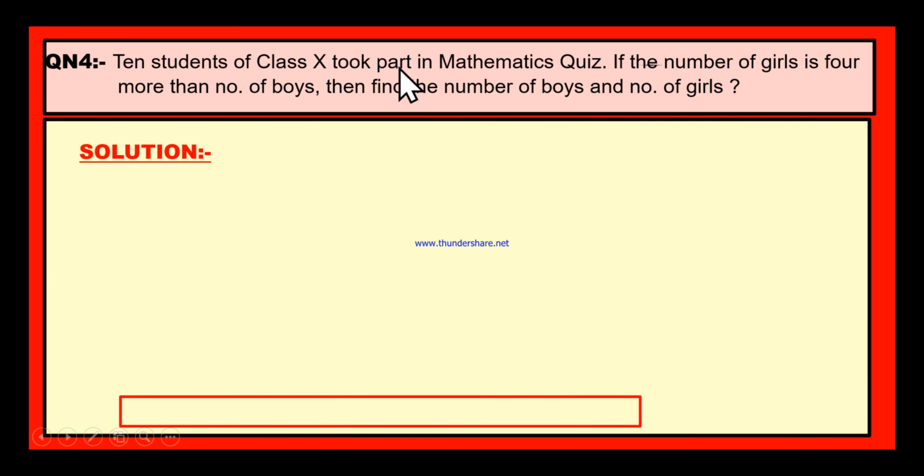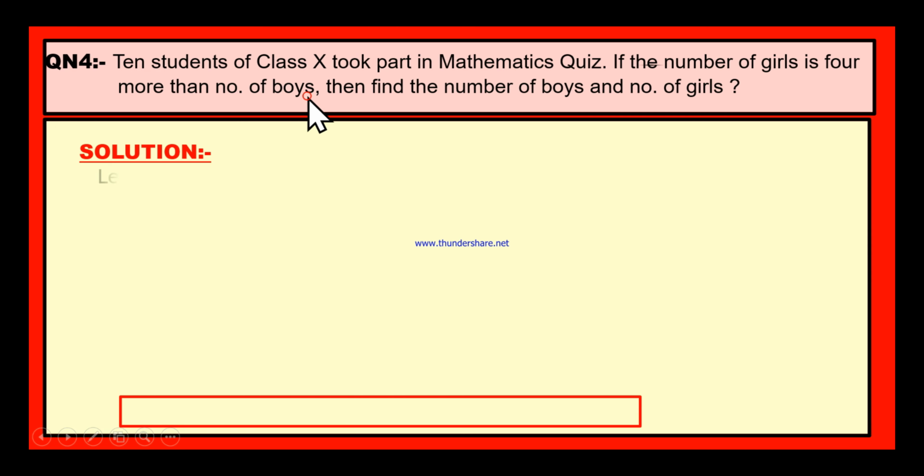In order to frame the equations, the conditions are: the number of girls is 4 more than the number of boys, and 10 students of class 10th took part in the mathematics quiz. The first condition is that 10 students took part in the quiz, which means the number of boys and the number of girls is equal to 10. That is the first condition. And the second condition is the number of girls is 4 more than the number of boys.